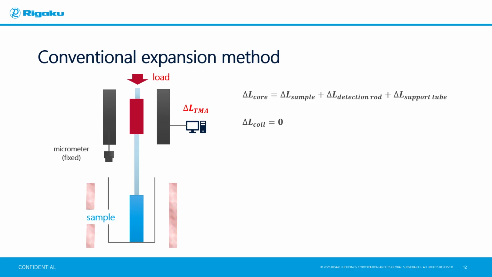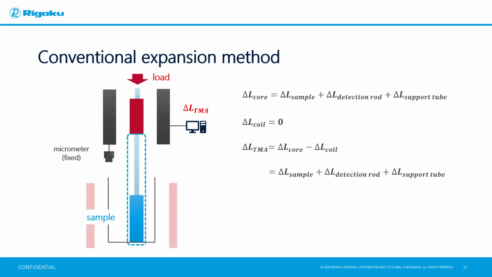Let's focus on the movement of the core and coil of the differential transformer during measurement. The displacement of the core, delta L core, corresponds to the amount of the expansion and shrinkage of the sample. It also reflects not only changes in the sample, but also the amount of the expansion and shrinkage of the detection rod, delta L detection rod, and support tube, delta L support tube, heated by the furnace. On the other hand, the displacement of the fixed coil, delta L coil, is 0.